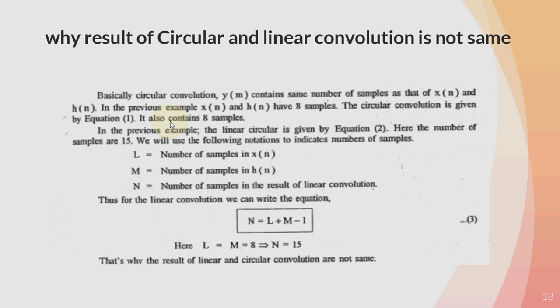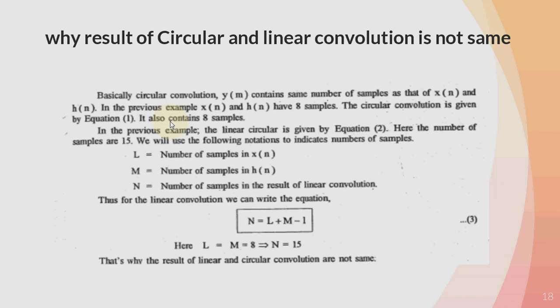Basically, the circular convolution y of m contains the same number of samples as x of n and h of n. In previous examples, x of n and h of n have 8 samples, and the circular convolution is given by the equation. It also contains 8 samples because circular convolution output samples N is equal to maximum of N1 comma N2. So both input sequences contain 8 samples, so that's why the output of the circular convolution in the previous example also contains 8 samples.